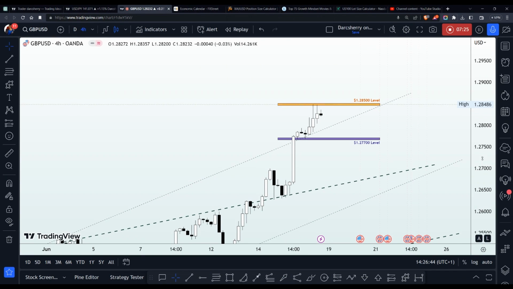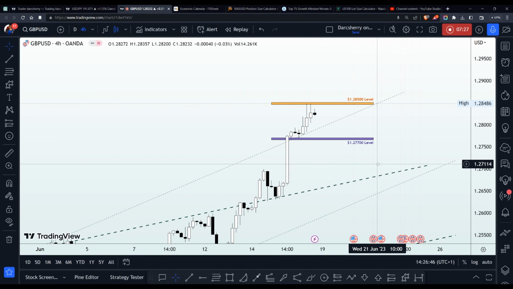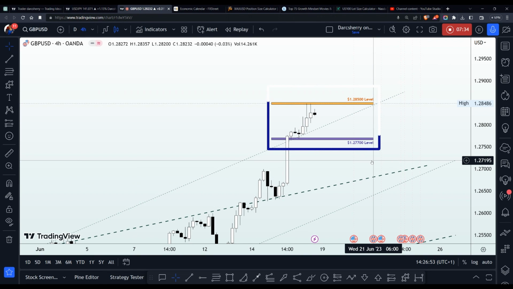So our center of focus still remains between the 1.28500 level and the 1.27700 area, where we shall be looking out for how price will be reacting to this area to determine what our next line of action will be.